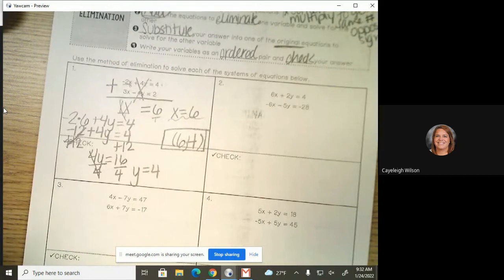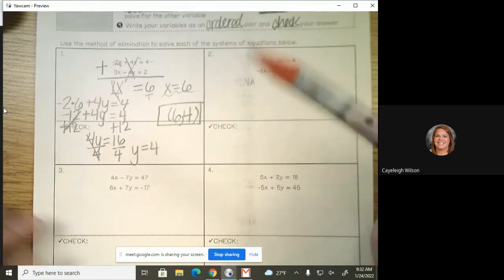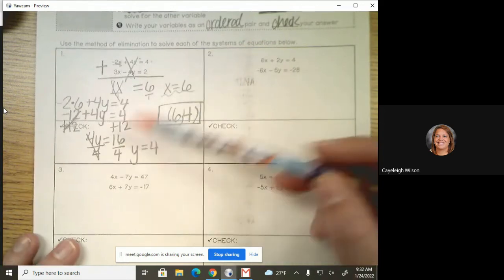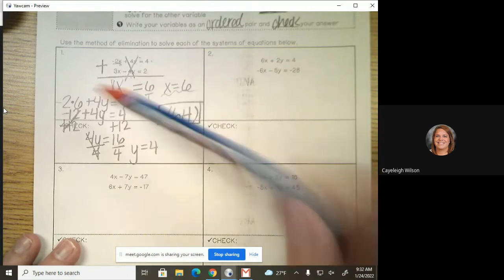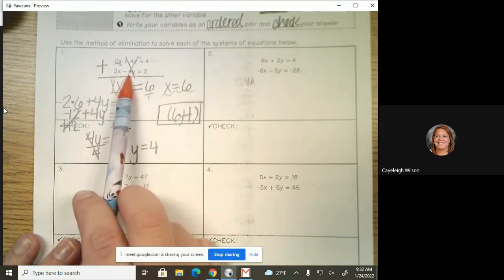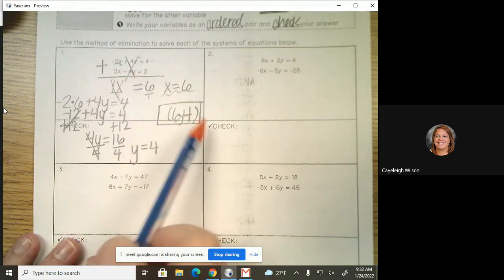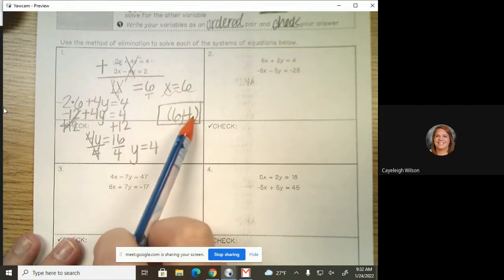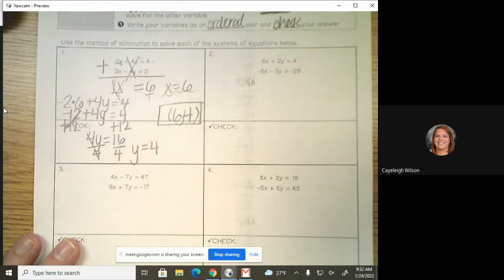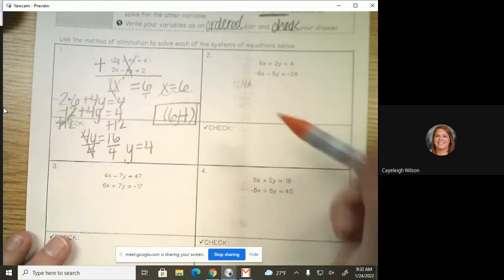And then I'm not going to make you write them out to check them, but you should check them mentally. I already checked it in the first one because that's the one I used. So we're going to check the second one. So what's 3 times 6? 18. What's negative 4 times 4? Negative 16. And what's 18 plus negative 16? 2. So it's right. All right, let's look at the next one.